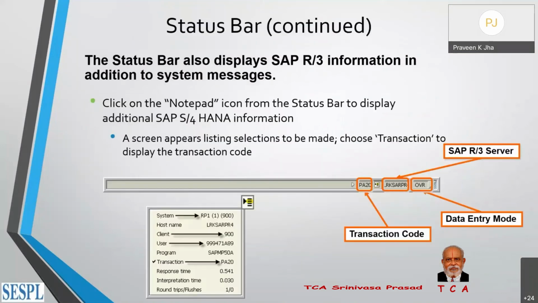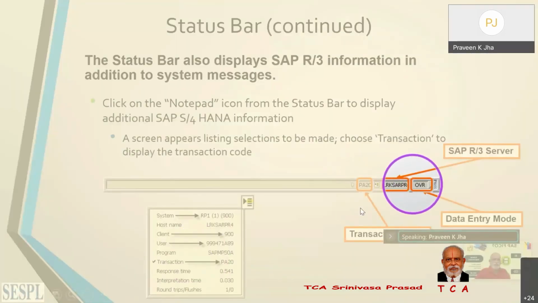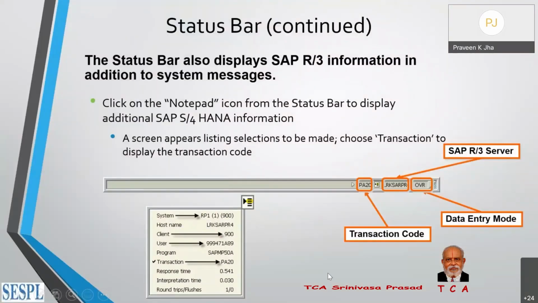On the right-hand side of the status bar, here is the icon and here is the drop-down. If you click on that, this screen will open. This screen will give this information, and here is the tick mark. Any one of the things you can select, and what you select will appear here. Here it is ticked as the transaction, that's why the T code, transaction code PA20, is displaying in the status bar.